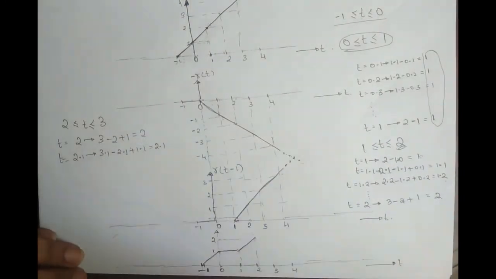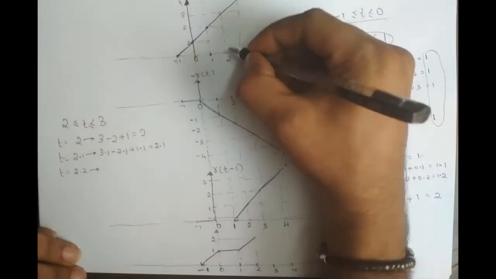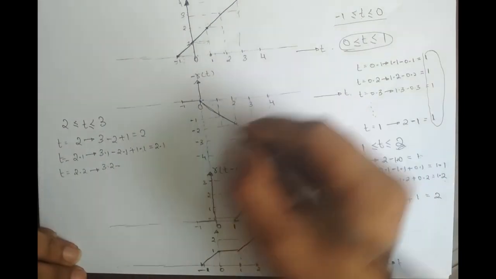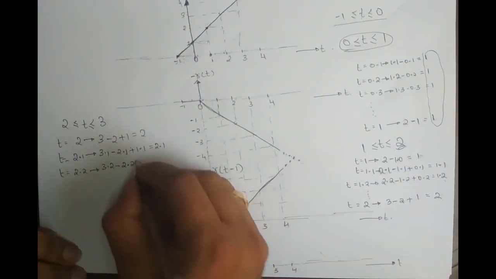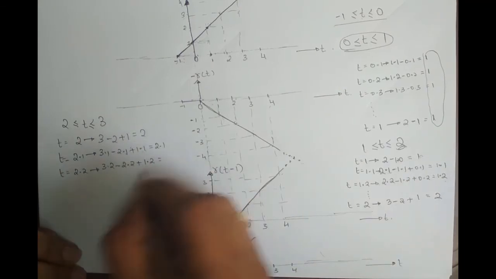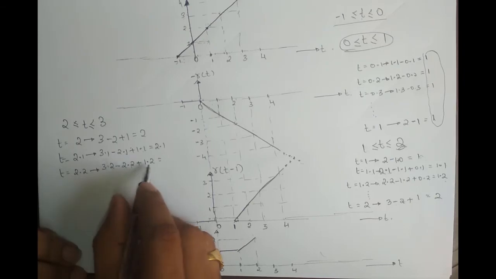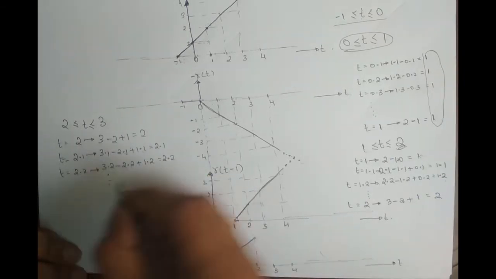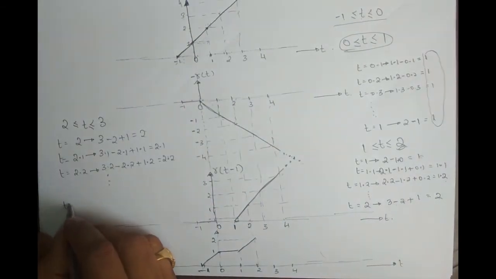So at t is equal to 2.2, what is the amplitude of the first signal? It is 3.2. What is the amplitude of the second signal? It is decreasing, so it is minus 2.2. Plus, what is the amplitude of the third signal? It is increasing, so plus 1.2. So this happens to be 3.2 minus 2.2 is 1. 1 plus 1.2 is 2.2. So if you see, from 2 it is increasing, right? So what is the last value of t? Which is equal to 3 here, right?